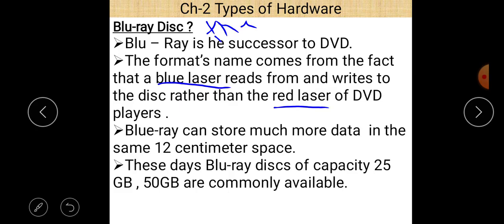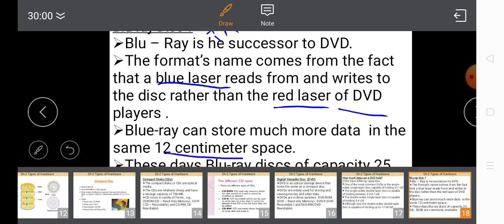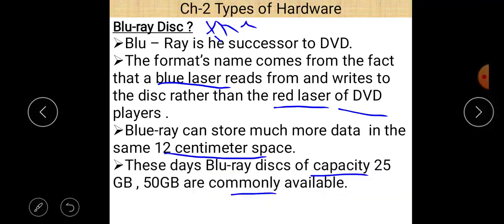DVD. So the basic difference is in terms of capacity. Blu-ray disc stores much more data as compared to the DVD, first thing. And as far as technology is concerned, a blue laser is used in Blu-ray disc while a red laser is used in DVD. And the size of both types of optical disc is the same, almost 12 centimeters. So the density of the data is much higher in Blu-ray disc as compared to digital versatile disc.